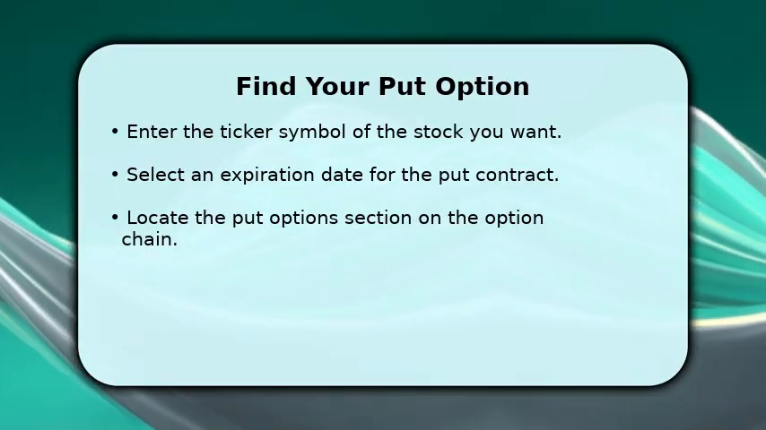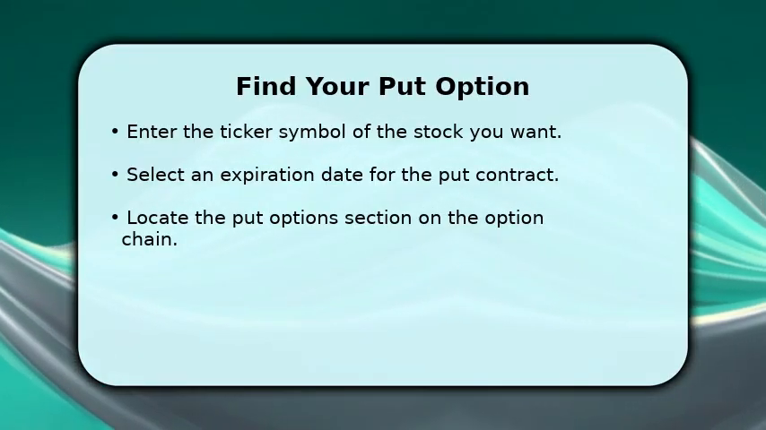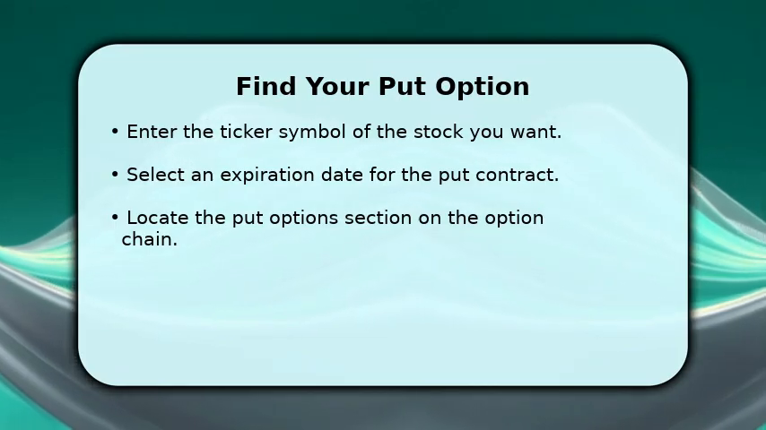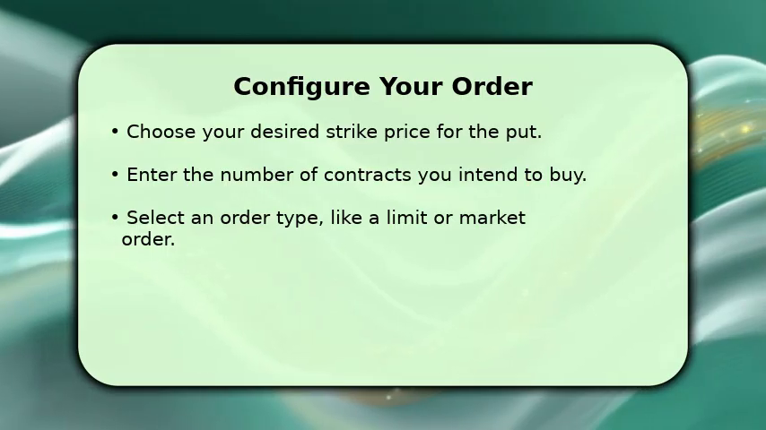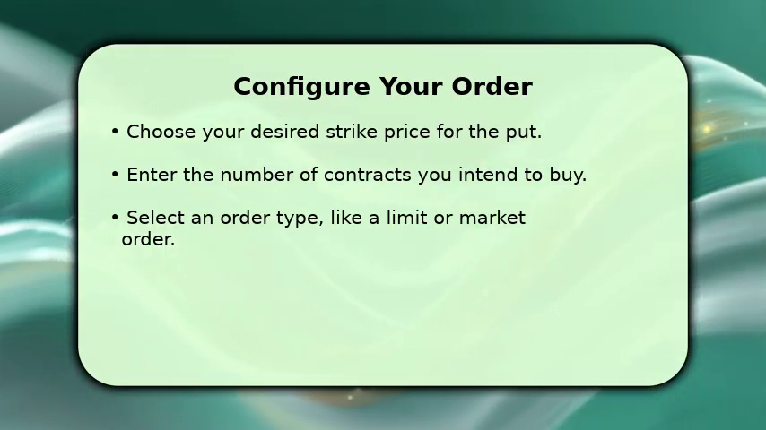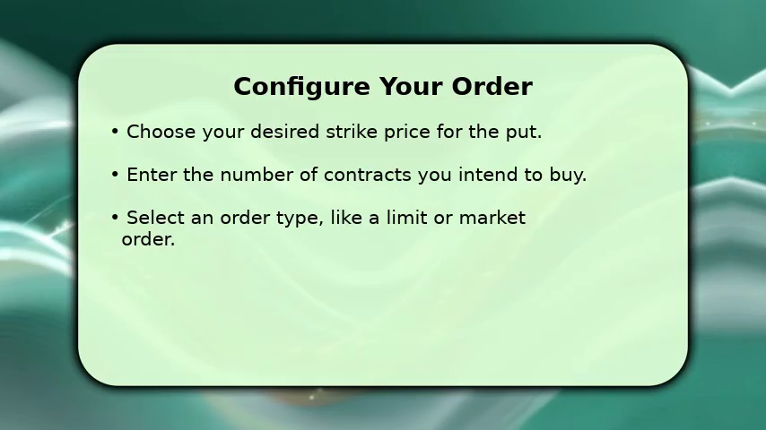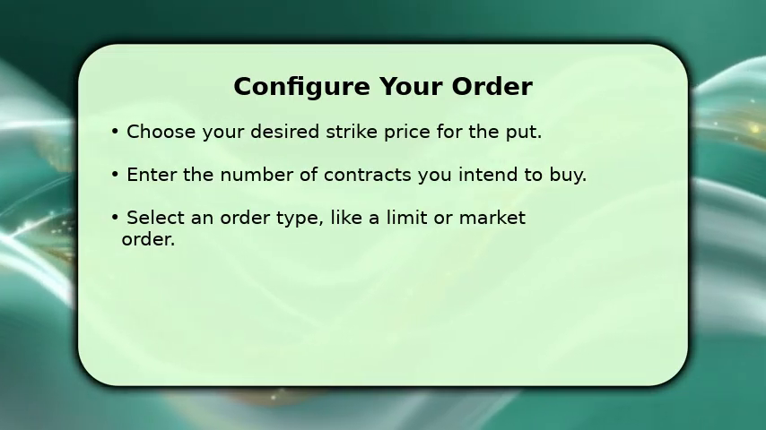Finally, scroll down the option chain to locate the put options section, typically found below the call options. Now it's time to configure your order. Select the strike price that aligns with your trading strategy. This is the price at which you can sell the underlying stock.